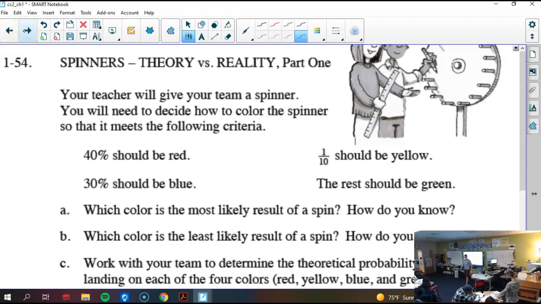So, your spinner. Yeah, we skipped it. Here's what I want you to do. We're going to design the theoretical probability so that 40% of your spinner's red. And I've got some colored pencils up here, but I'm missing most of my blues, so when we go to do blue, we might have to share. The colored pencils are right here. 40% red, 30% blue, 1/10 yellow, and the rest should be green.